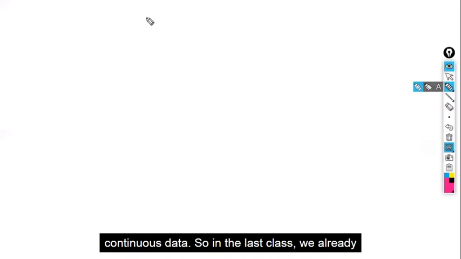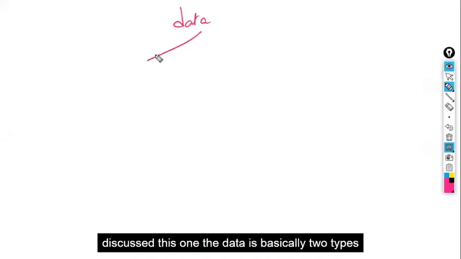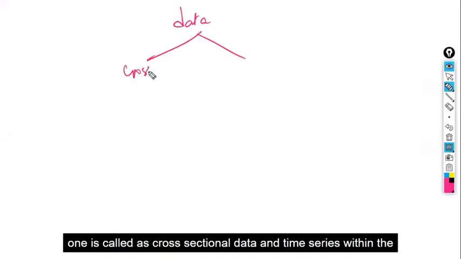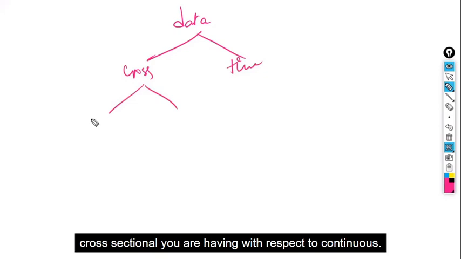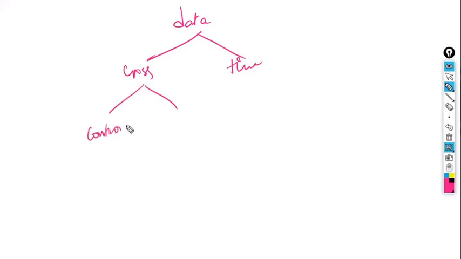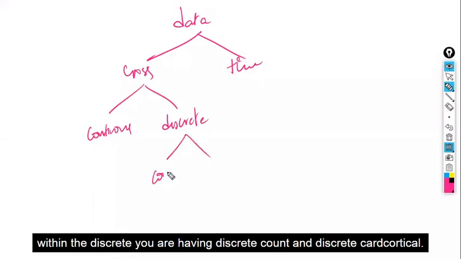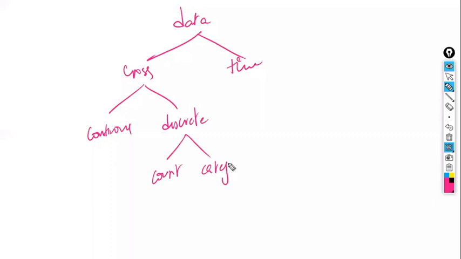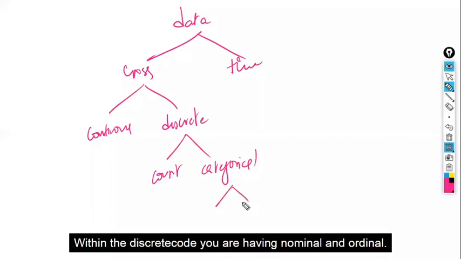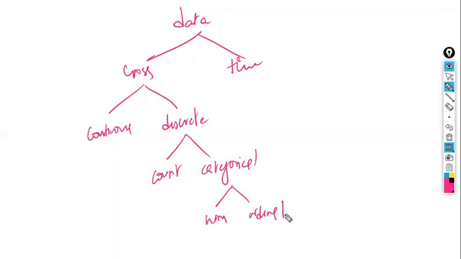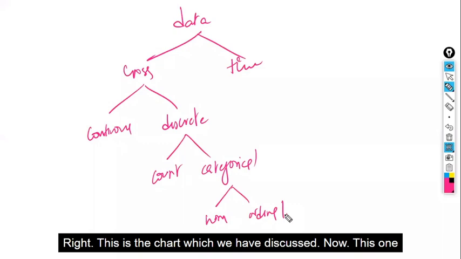In the last class, we already discussed this. The data is basically of two types: cross-sectional data and time series. Within the cross-sectional, you have continuous and discrete. Within the discrete, you have discrete count and discrete categorical. Within the discrete categorical, you have nominal and ordinal. This is the chart which we have discussed.